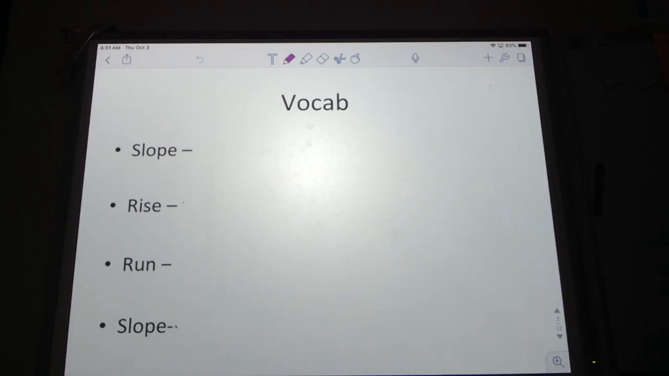Okay? All right. So first, slope. Slope is the slant or steepness of a line. So slant or steepness of a line. And we kind of mentioned that last class when I was talking about the slanting of the lines, making it parallel. Okay? And we're going to talk a little more about that too. So slant or steepness of a line.